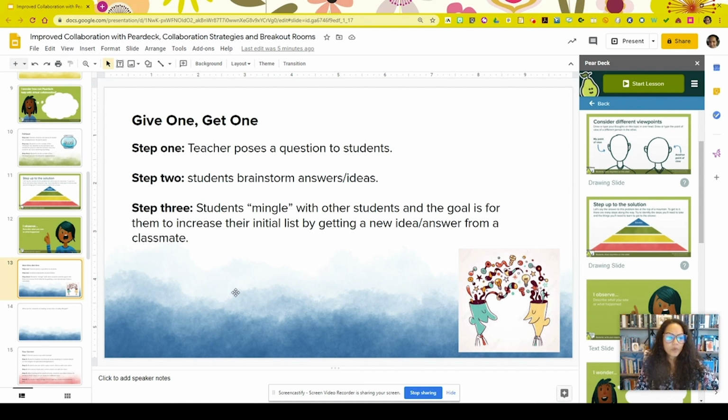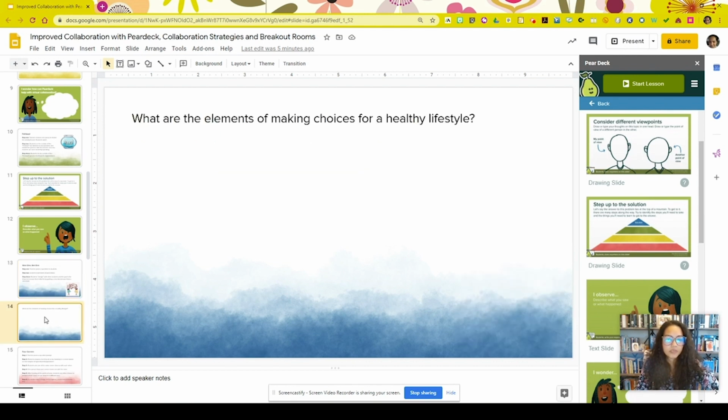So, how do we do this remotely, or even in a hybrid setting? Obviously, you would start with breakout rooms. So, you would pose your question. So, what are the elements? In this case, my scenario is, what are the elements of making choices for a healthy lifestyle?